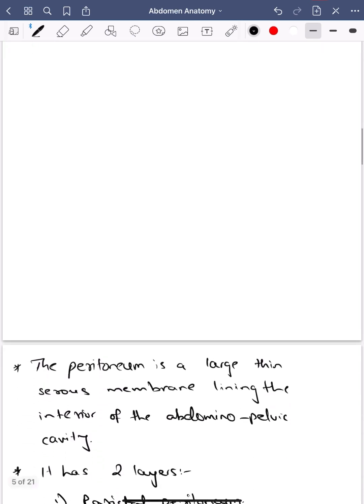Okay, so the peritoneum, I'll first discuss the definition. The peritoneum is a large thin serous membrane lining the interior of the abdominal cavity. Okay, so if you want to have an idea of how the peritoneum is formed, just imagine the peritoneum as a balloon, and you're going to insert your fist into the balloon without popping it, and your fist is the organ and the balloon is the peritoneum.